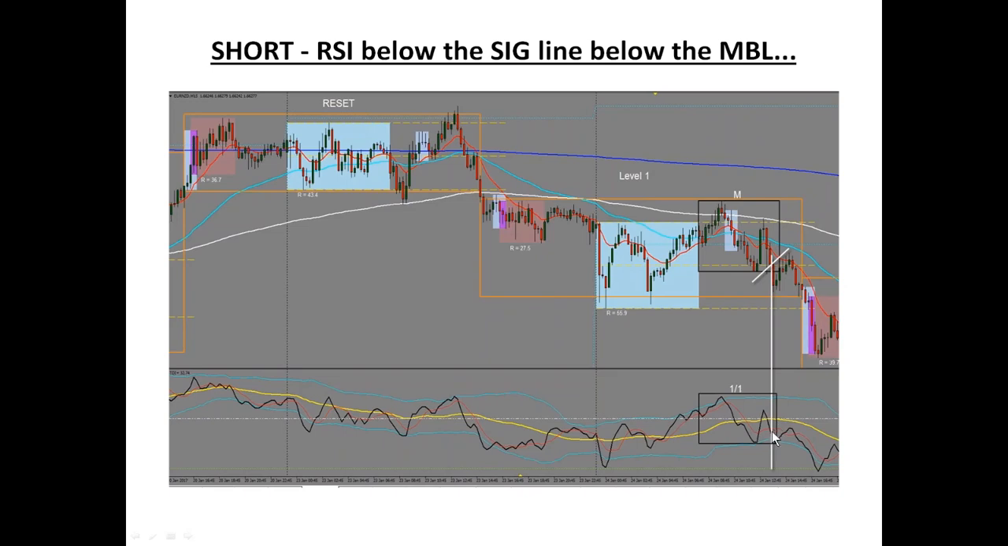Once it closes below, the RSI signal line crosses below the market baseline. Right? Boom. Why? Because it's an M structure. M structures require the RSI line, which is the black line, to be below the market baseline, which is the yellow line.